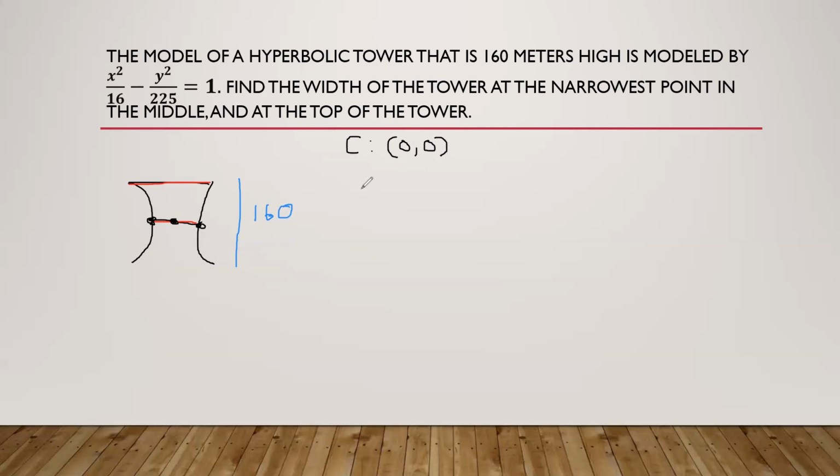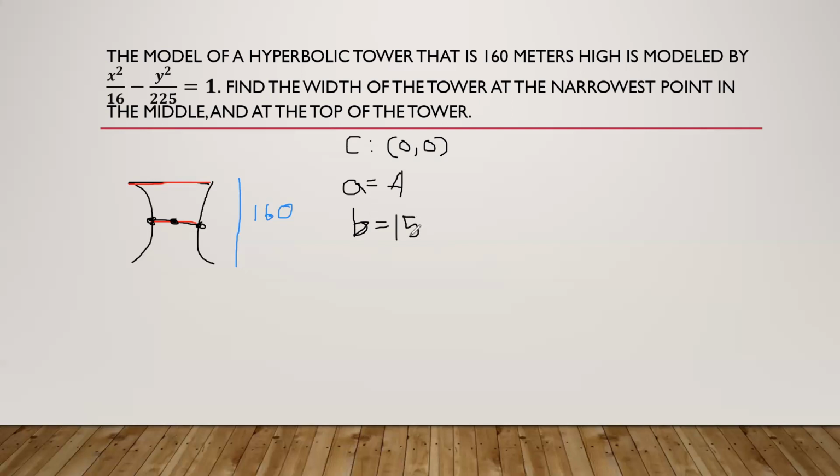Now, as for our A, we can already determine that just by looking at the equation. So our A always comes first and then our B. For our A squared, that's 16. So our A is basically 4, because the square root of 16 is 4. Then for our B, the square root of 225 is 15.